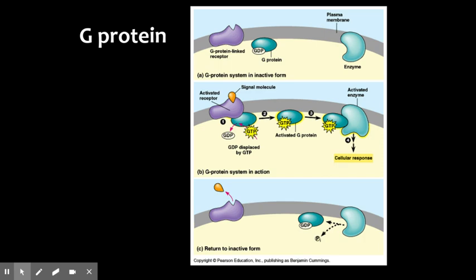So before I even put any notes up, let's just take a look at what's happening in the diagram. You can see here that the G protein is inactive because there is no ligand.